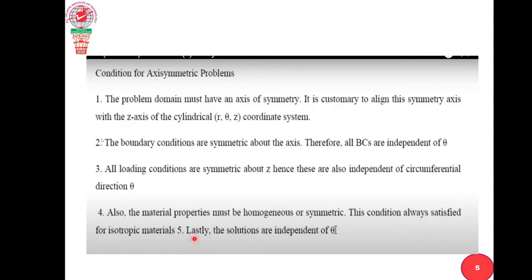And finally, the solutions are independent of theta. That is what I just clearly mentioned. Whatever solution we get with respect to theta is neglected, as it is independent of theta. That's why it becomes 2D analysis. Axisymmetry problems become 2D analysis.